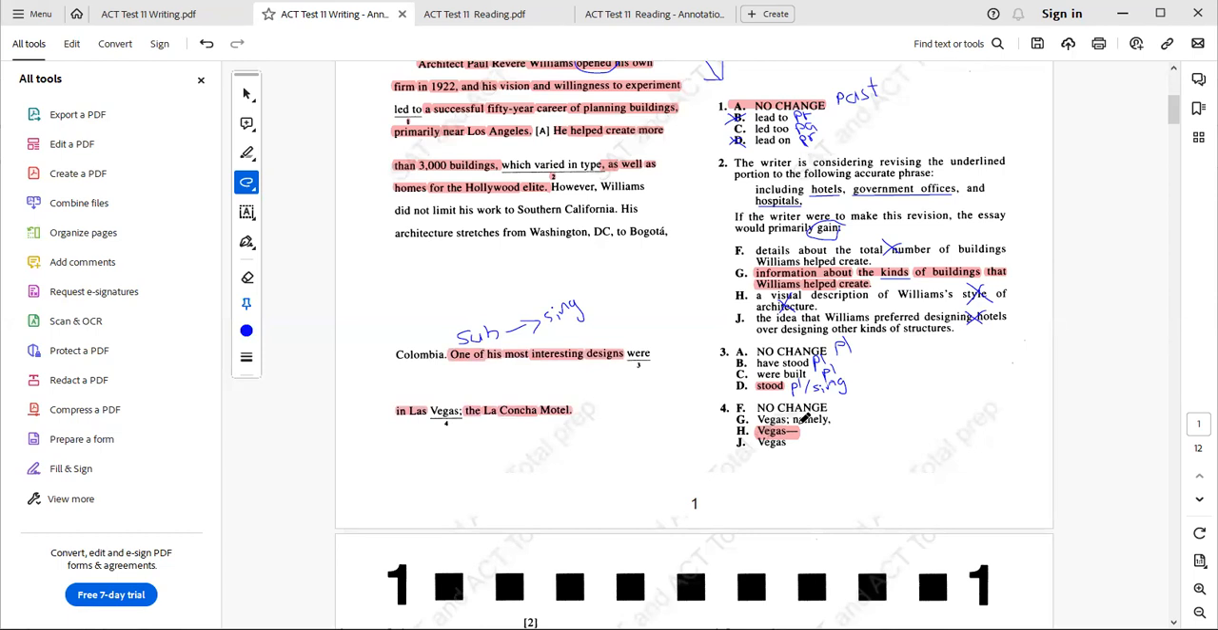Number 4. Dr. Ahmed got it wrong. He said Vegas without anything. Let's find. He said one of his most interesting designs, as we said, stood in Las Vegas, the La Concha model. So now this is talking about the building itself. Here it's talking about the building. So we can't choose the semicolon. It's wrong because this is not a full sentence. Can it be the dash? Yes. Why? Because this is an unessential phrase.